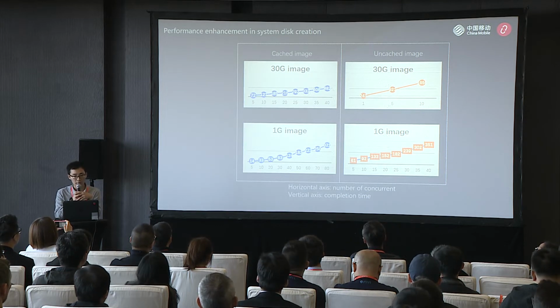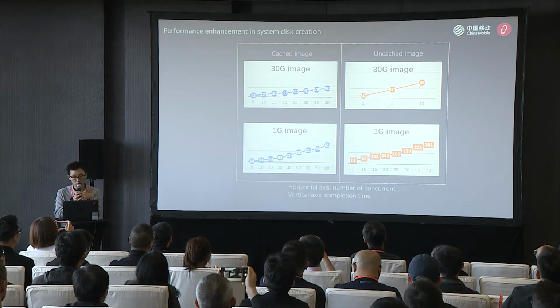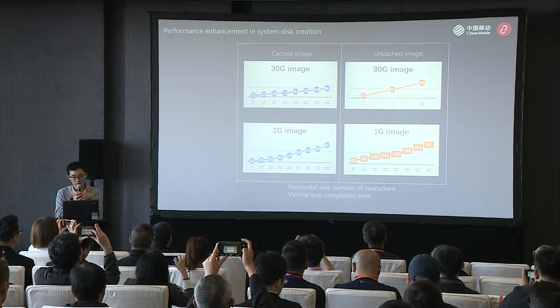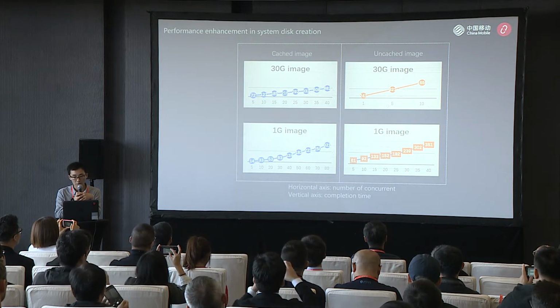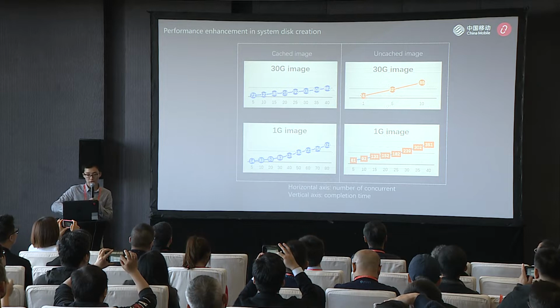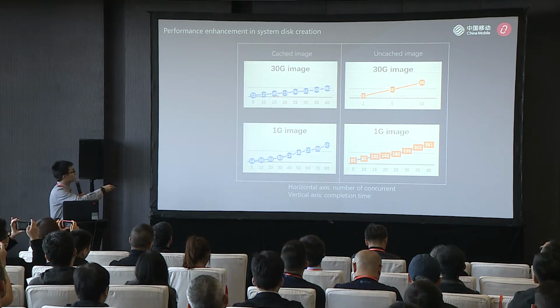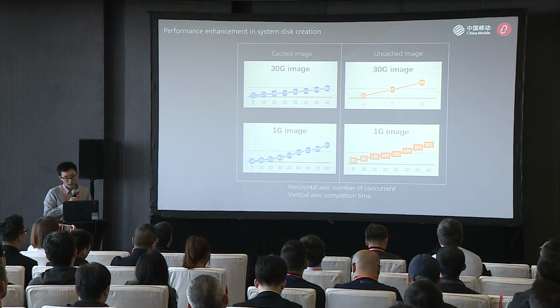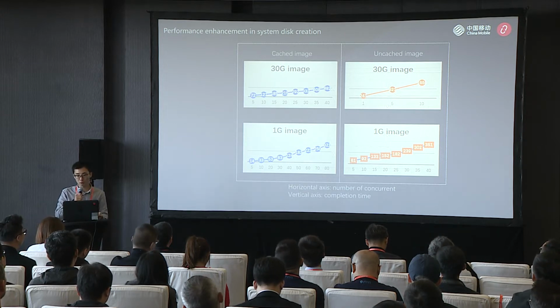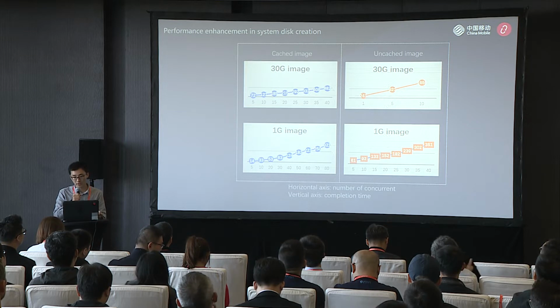Okay, some test results. A boot volume from a 30 gigabyte image will cost 10 times more when there is no cache. You can see here. And a smaller image also costs about 3 times more.